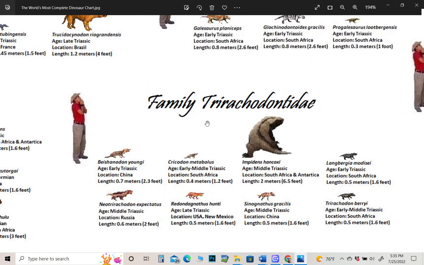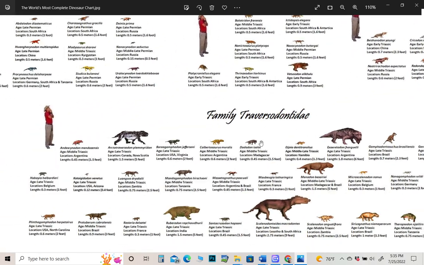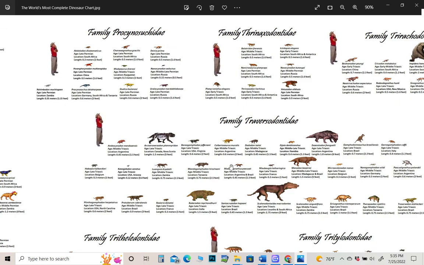Bichonodon, Cricodon, the Trirakodonts here. Bichonodon, Cricodon impedens, which was discovered last year. It's a particularly large one. Langbergia, Neotrirakodon, Redondognathus, Cynognathus, and Trirakodon. And let's go down the Traversodonts. This includes the largest cynodonts.